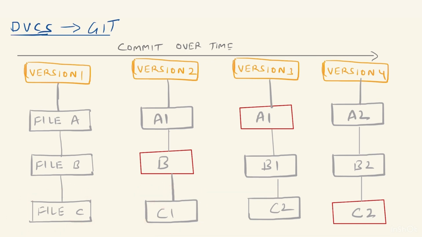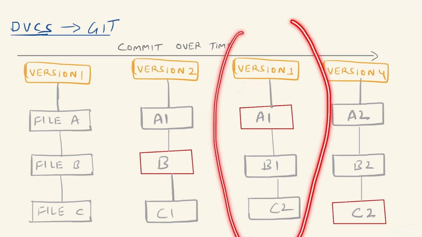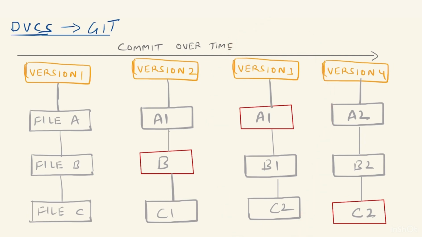If you see in version 3, it didn't change anything in A1, but it made some changes in B, so it will save B1, C2. So it's a complete snapshot. If you want to check out version 3, you will get version 3 directly with the saved file references. Another thing about Git is operations.